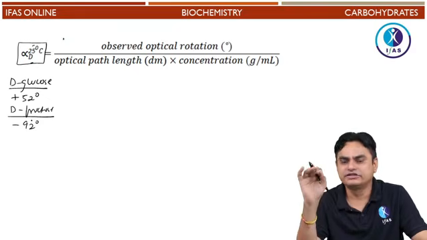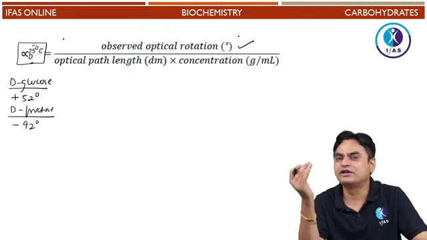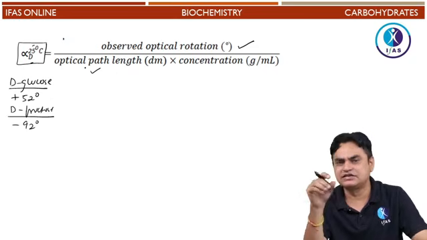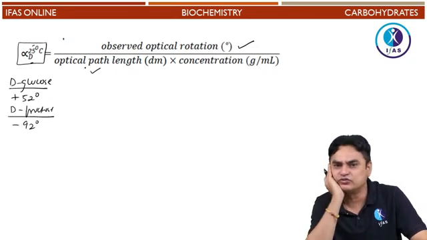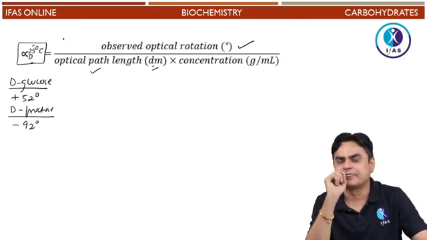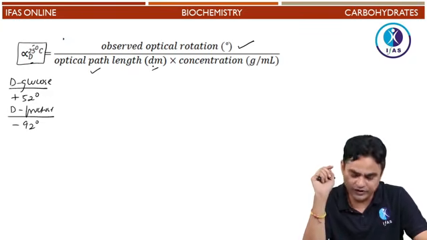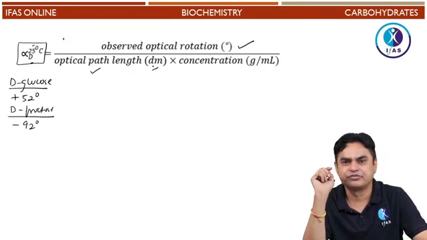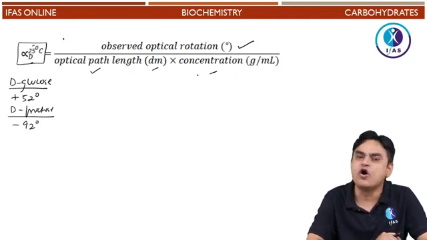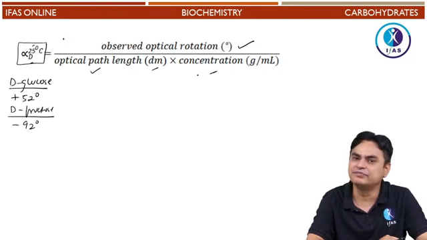The specific optical rotation depends upon the observed optical rotation. Observed optical rotation could be variable depending upon the optical path length, that is, the path of light travelling through that optically active substance. Often the path length is taken in decimeter, so 1/10 of a meter would be referred to as decimeter. Then the concentration of the optically active substance, and the concentration is taken in gram per ml.